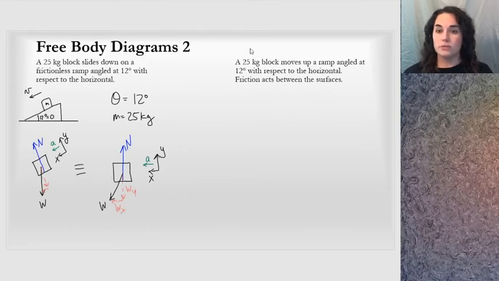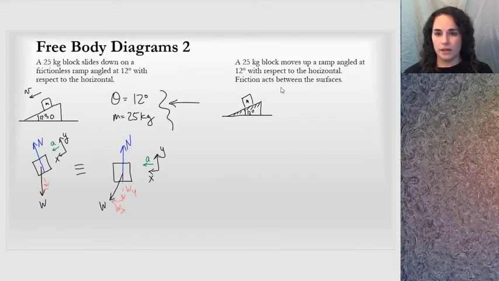The second part of this problem says a 25 kilogram block moves up a ramp angled at 12 degrees. So it's the same situation that we had over here with respect to the horizontal. Friction acts between the surfaces. So now we have friction. I'm going to quickly redraw this. There's the ramp, there's the surface. I'm going to note here that there's friction, maybe by just putting some shading here. There's the mass, and it's a 12-degree angle here, and I can keep the same information here.